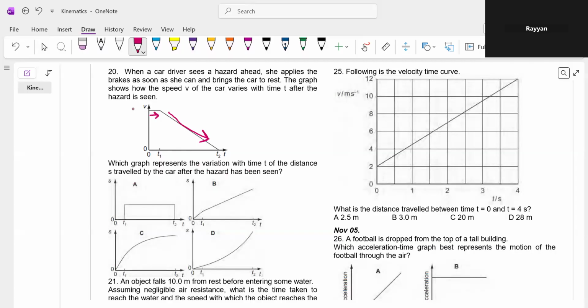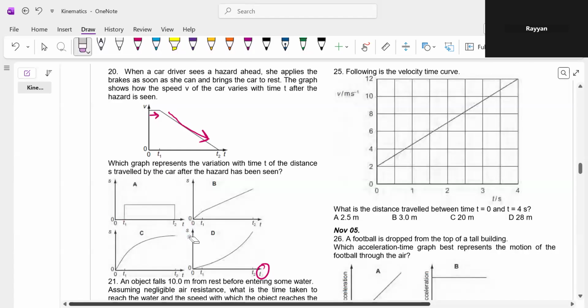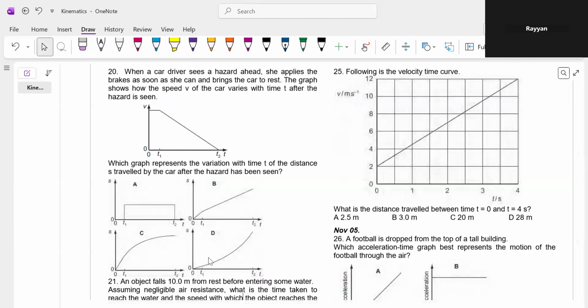They're asking the displacement of the graph. No, they have given you the distance time graph. Okay, the distance time graph. Yes. So the distance covered at first it will be. I think it's B. Firstly, you must know. How is it B? Maybe B.